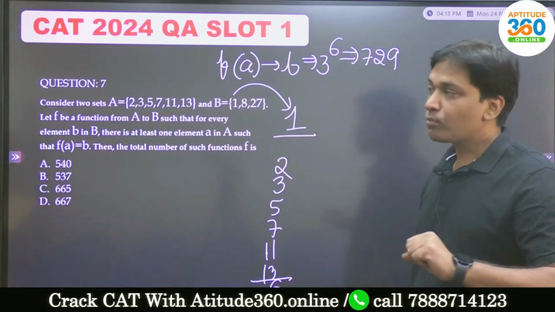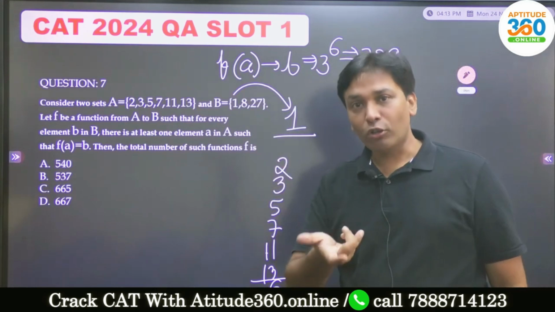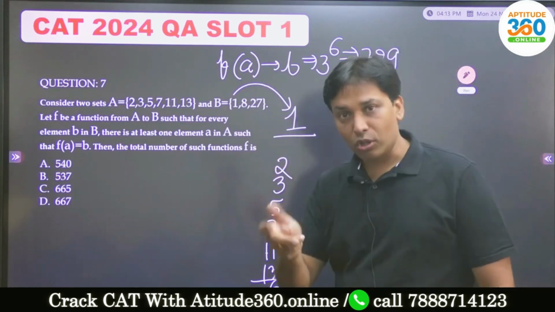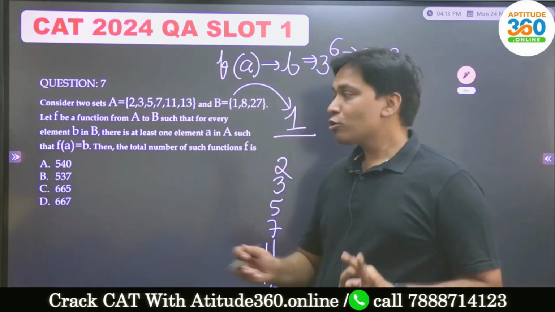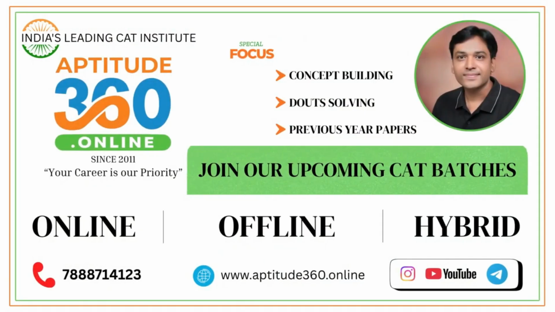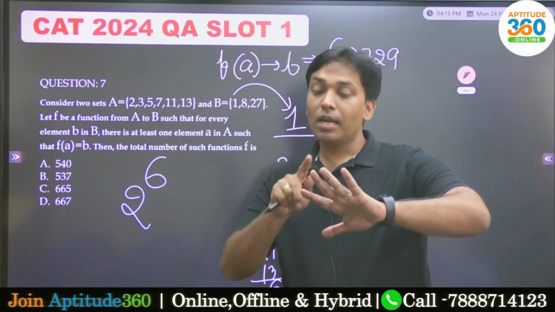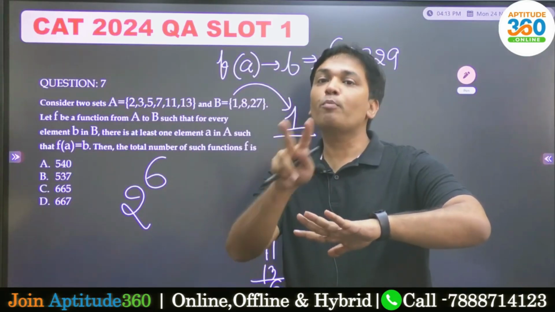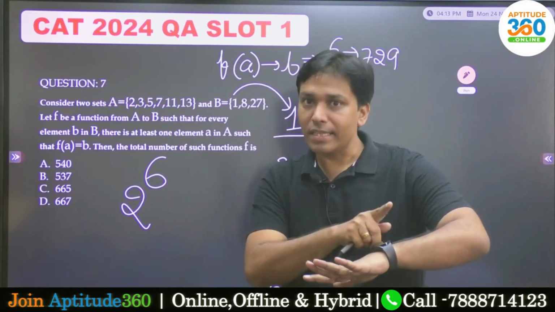Do you understand this? But what did I say? 2 can come or 2 cannot come. 3 can come or 3 cannot come. 5 can come. So for every element you have got 2 outcomes. So that is why the full possibilities are nothing but 2 raised to 6. Please understand it this way. 6 elements. Each element has 2 possibilities. Either it is going to be there in the set, or it is not going to be there in the set, right?